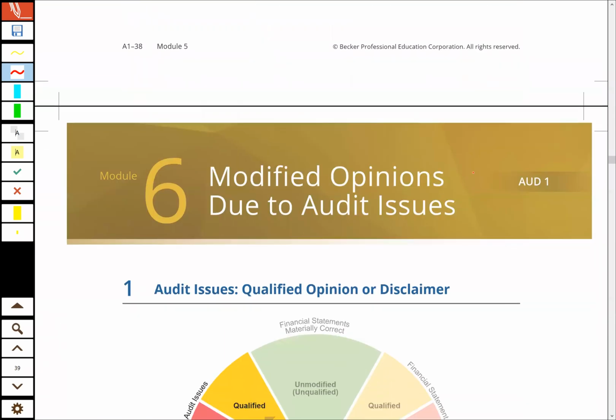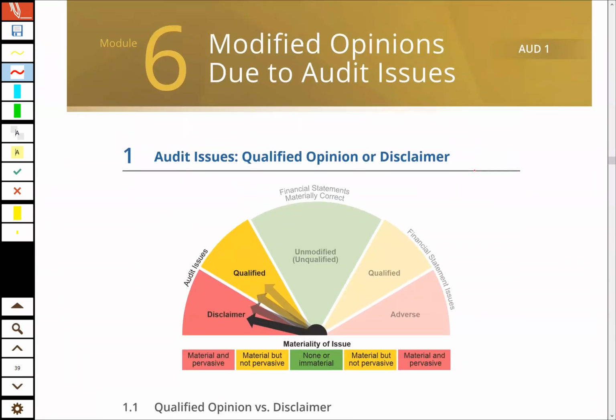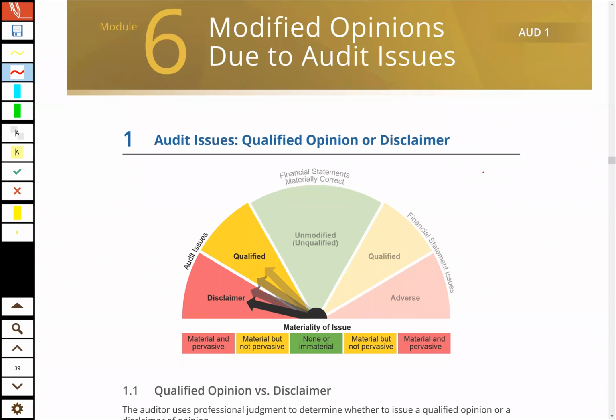Okay, good. Let's go ahead and take a look at what happens when we have a situation due to a GAAS audit issue. So notice we're now, and I'm just going to write it in again, on the GAAS side.